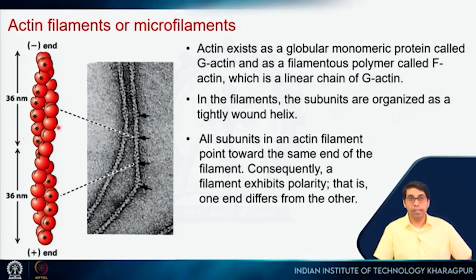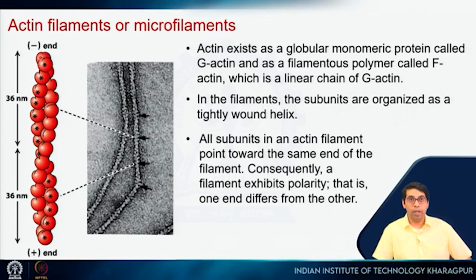Now remember that these monomers are not covalently connected, unlike a protein. So in protein, the monomers, the amino acids, are covalently connected with each other, but in this case, these monomers are not covalently connected with each other, which means that they can assemble and disassemble much faster. In filaments, the subunits are organized as a tightly wound helix. All subunits in an actin filament point towards the same end of the filament. Consequently, the filament exhibits polarity, that is, one end differs from the other end.